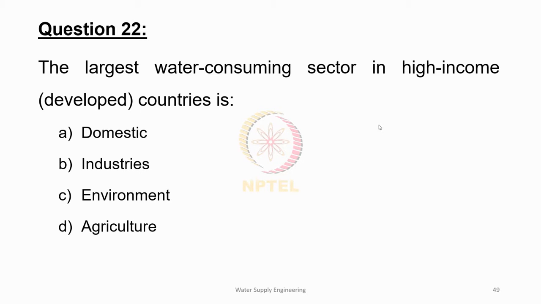Okay. So we have question number 22 here. The largest water consuming sector in high income, that is developed countries, is which of the below options? Option A domestic, option B industries, option C environment, option D agriculture. The question is with regard to developed or high income countries. Which is the largest water consuming sector?